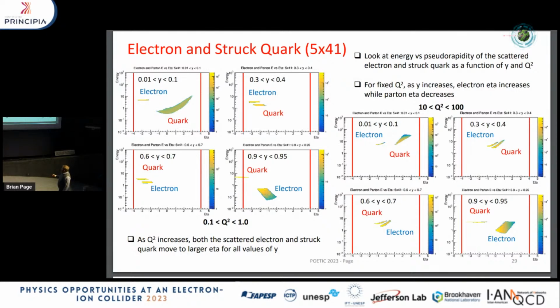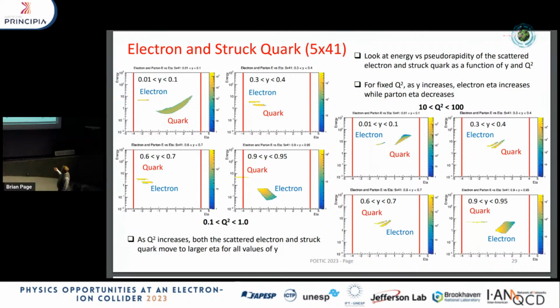We'll see a number of these types of plots. This is for 5 on 41 beam energy. The left-hand side is a low Q² region, and this is a high Q² region, and the different panels are progressing through y, going from low y to high y. You can see the distribution of the struck quark and the scattered electron, and how that evolves as you move through y. As you go from low y, your quark sits in a positive pseudo-rapidity region, and then as you progress through, it moves into the backward region until it's taking roughly the beam energy.